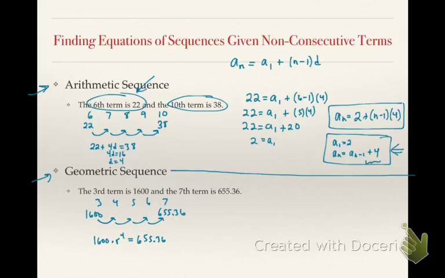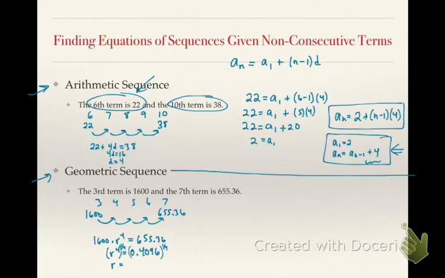Divide both sides by 1600. You get r to the 4th is equal to 0.4096. Recall our work with exponential equations and exponential functions. To solve for r, I want to raise both sides to the reciprocal power, so raise this to the 1/4 power, because then I can multiply those exponents to give me r to the 1st, which is what I'm looking for.